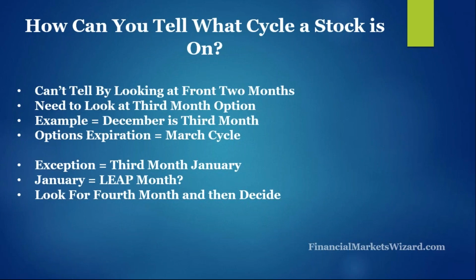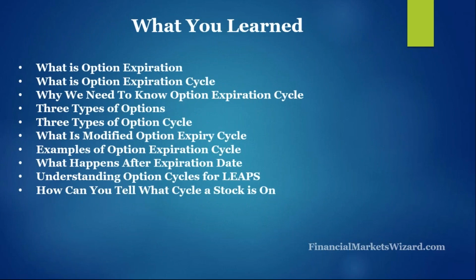So let's say you are in November, and November, December are listed because of the modified cycle, and then January is listed. So ignore January, look at the fourth month. And if the fourth month is listed as, suppose, February, then you know the stock belongs to the February cycle, or whatever the month is. So decide like that. That's the way you can tell which cycle the stock belongs to. Look for the fourth month.